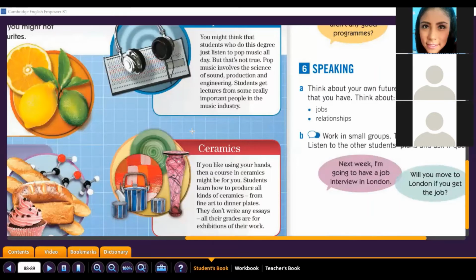Good. So in this career, you're going to use your hands a lot, right? Ocupamos mucho las manos en esta carrera. And here we have students learn how to produce all kinds of ceramics. Sí, aprenden a hacer todo tipo de cerámicas. Desde arte, ¿no? Hasta platos. They don't write any essays. What's the meaning of an essay?